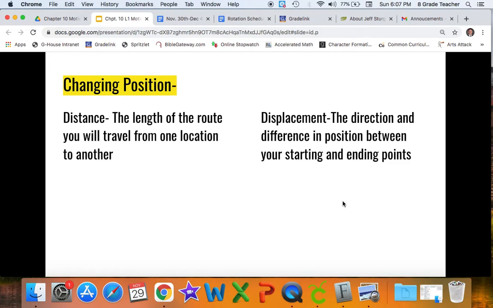Displacement is kind of as the crow flies, as they describe it, a straight line from one place to another. Distance, again, is that total measurement, the length of the route that you travel from one location to another. Displacement is the specific direction or the distance between those 2 starting points and ending points.